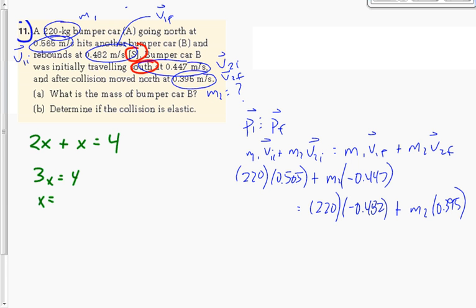Combining the x's. Okay, let's change this around a little bit. Let's say that it's 2x plus 4 equals x. Now what are you going to do?